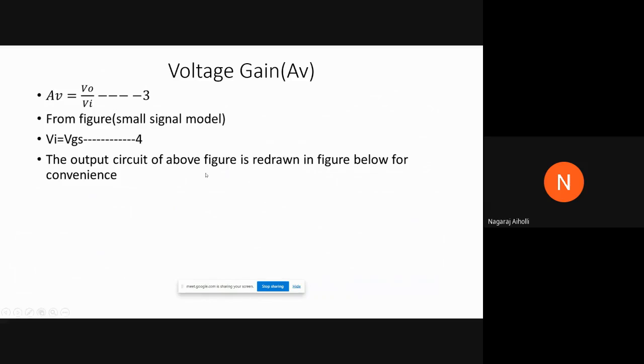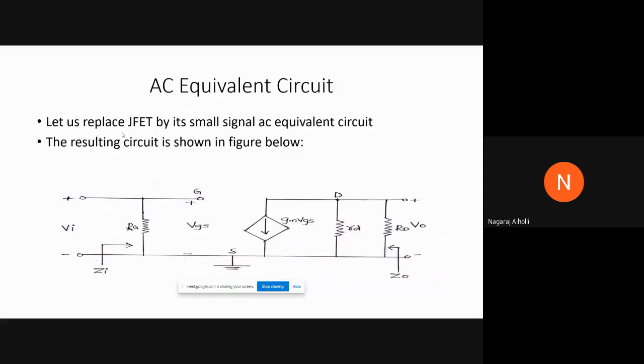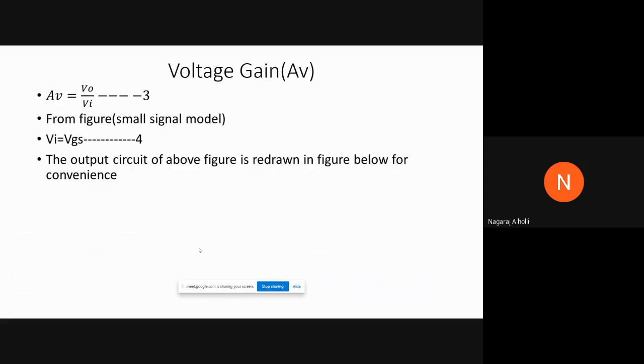Next, let us find the voltage gain. Voltage gain, as we know, is the ratio of output voltage to input voltage. So Av is given by Vo by Vi. From the figure of the small signal model, what is Vi here? Vi is in parallel across VGS. So Vi will be equal to VGS. We found the equation for Vi: Vi is VGS.